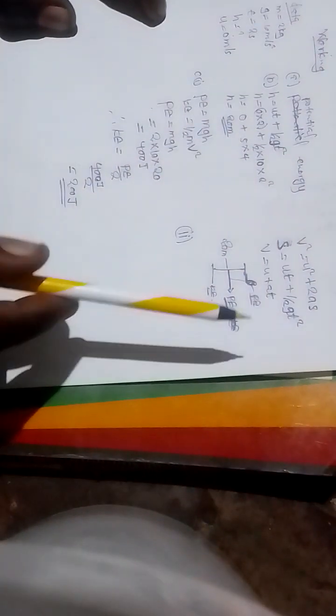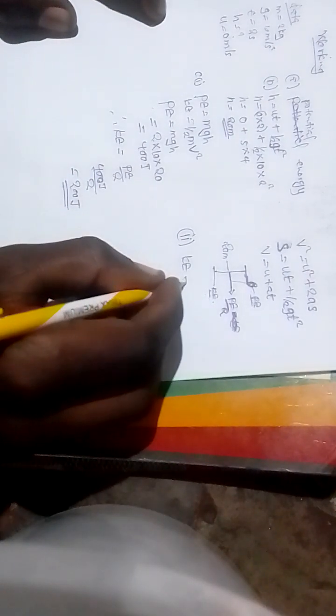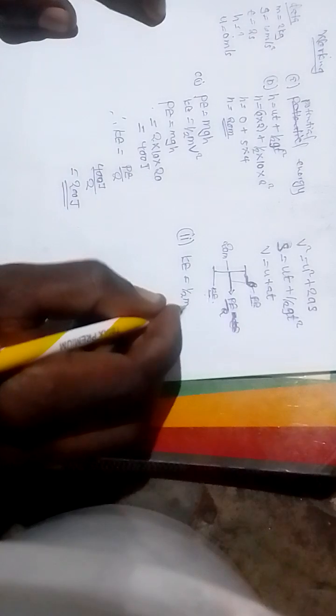Then question 2. They are asking for the final velocity of the stone as it strikes the ground. If we remember, the potential energy on top is equal to the kinetic energy here. On top there was this energy, which is 400 joules. So on the ground the kinetic energy also was 400 joules. So we can say kinetic energy is equal to half mass times v squared.